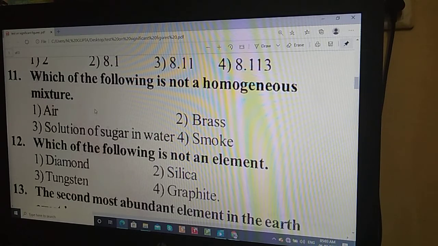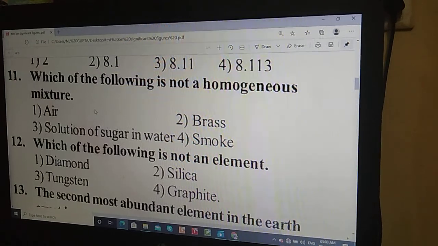Next one is brass. Brass is also a homogeneous mixture, student. This is an alloy. And next one is a solution of sugar in water. This is also homogeneous. It forms a true solution. So brass, air and sugar water are homogeneous. Now the last one is smoke, student. Smoke is a colloidal solution, heterogeneous, in which dust particles and smoke particles are present in the air. So the correct option will be option number 4.